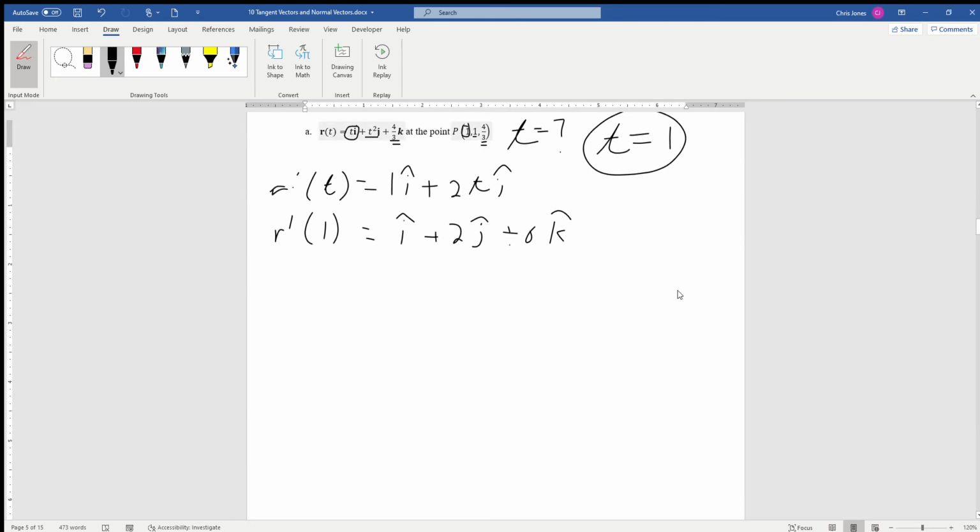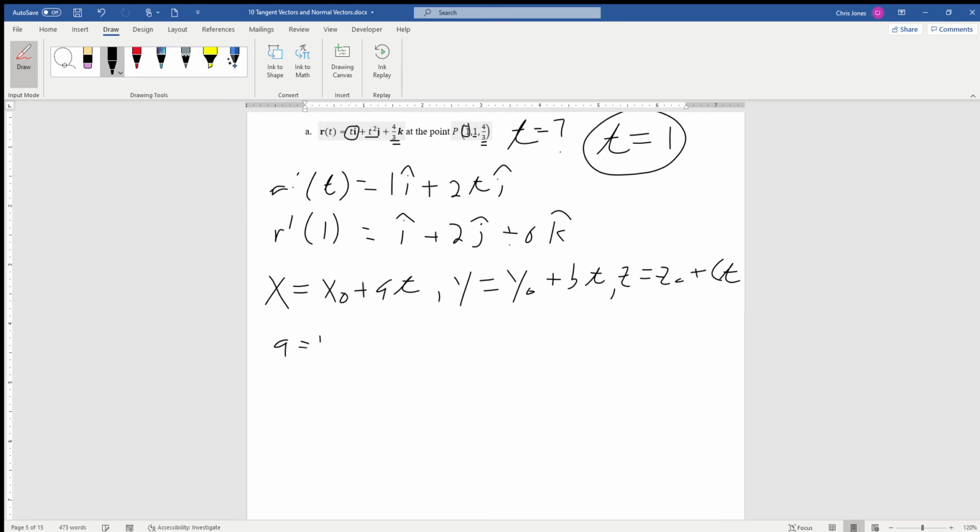And remember, we have our formula for our parametric curves. So remember, x equals x naught plus at, y equals y naught plus bt, and then z equals z naught plus ct. a, b, and c are going to be the coefficients of the derivative. So in this case, a equals 1, b equals 2, c equals 0. And I just got those right from the coefficients. And then x naught, y naught, z naught are going to be the point. So x naught equals 1, y naught equals 1, z naught equals 4/3.